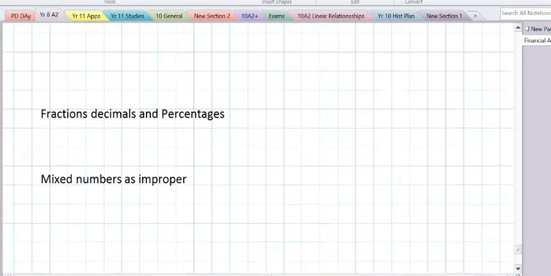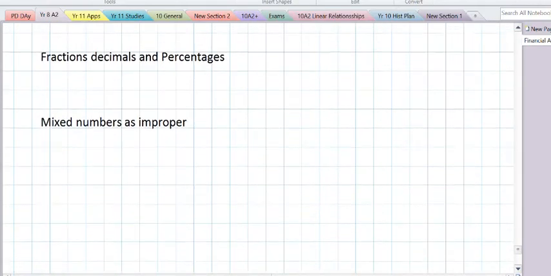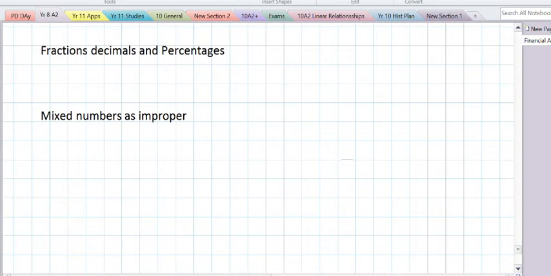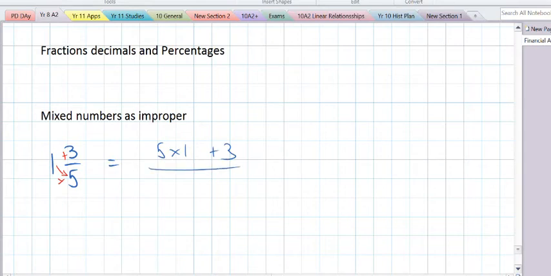Alright, I'm going to fly down here. Okay, fractions and decimals as percentages. If we have a mixed number, say 1 and 3 over 5, how do we convert that to an improper fraction? 5 times 1 and 3. Well done. You multiply like that, and then add the 3. So it would be 5 times 1 plus 3, and that stays over 5.